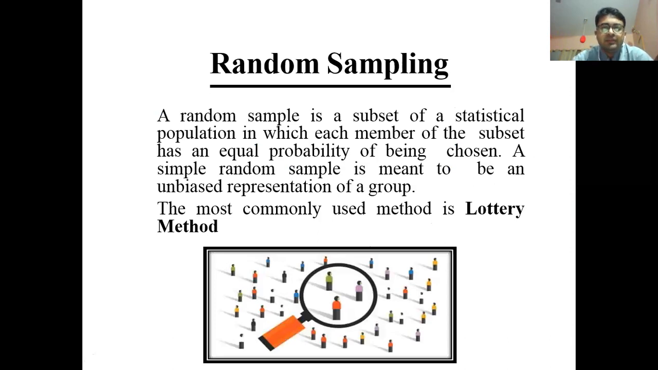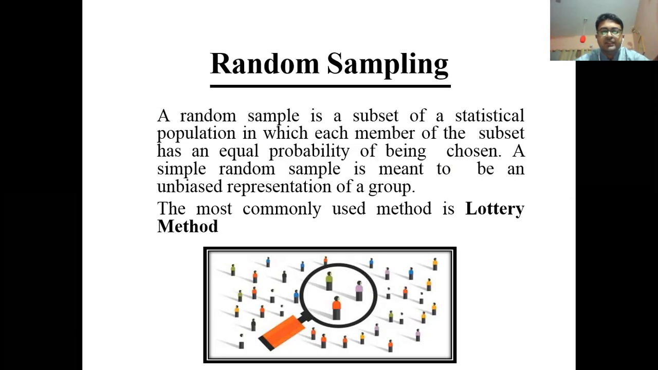What is random sampling? A random sample is a subset of a statistical population in which each member of the subset has an equal probability of being chosen. A simple random sample is meant to be an unbiased representation of a group. It means that in random sampling, every individual or every product in the population can get an unbiased, fair representation of a group. There will be no favoritism. And in random sampling, every person in the population will have equal chances of being selected.